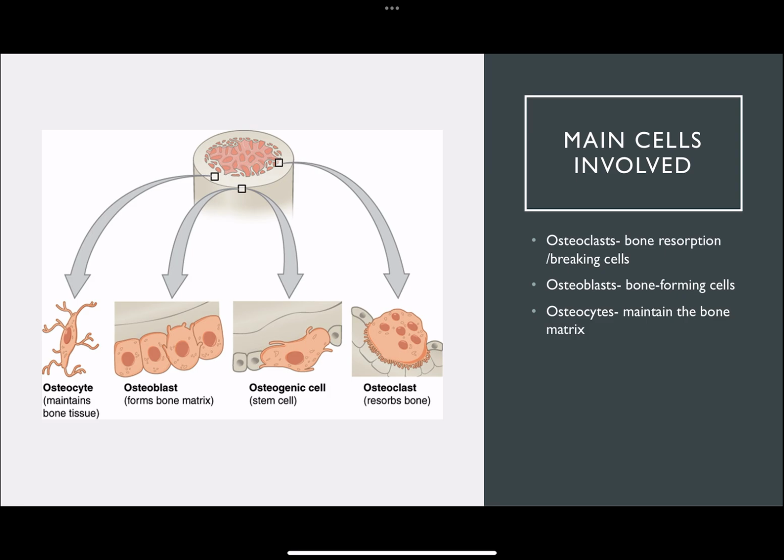Osteoblasts are bone-forming cells that synthesize and secrete the organic components of the bone matrix, known as collagen and other proteins, and they also initiate the calcification of the matrix. Osteocytes maintain the bone matrix. These are mature bone cells embedded in the bone matrix, and they maintain the bone tissue by exchanging nutrients and waste products with the blood. They also play a role in sensing mechanical stress and signaling to osteoblasts and osteoclasts to remodel the bone.